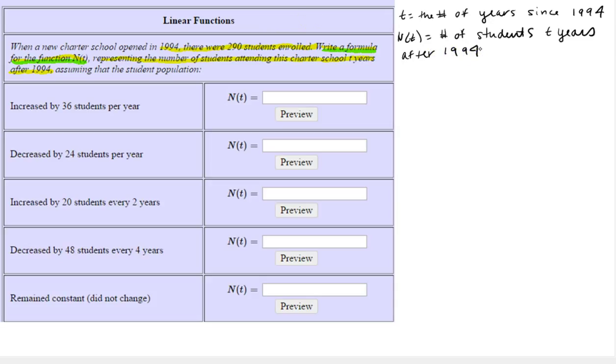And we were given one other piece of information that's common for all of these problems, and that's that in 1994 there were 290 students enrolled. So if we think about our ordered pairs, that would be t and n of t. T is the input, n of t is the output. In 1994, t is 0, and there were 290 students, so n of 0 is 290.